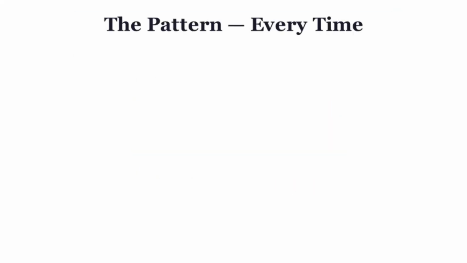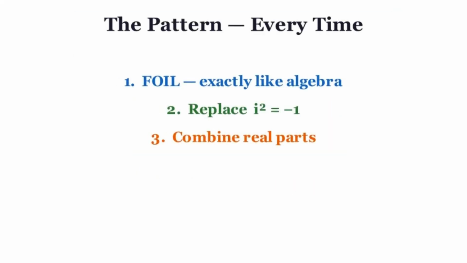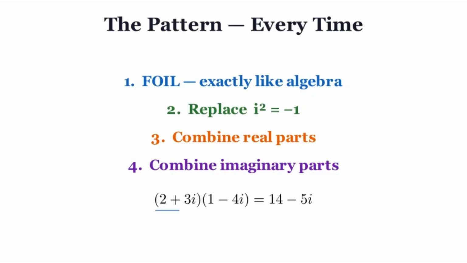The pattern is always the same. FOIL first, replace i² with -1, then combine like terms. Clean and consistent every single time.